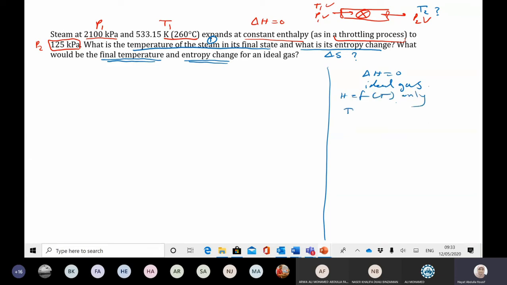And in this case, T1 is going to be equal to T2, as simple as this, which is 260 degrees C. And to find delta S for an ideal gas, it is simply Cp ln T2 over T1 minus R ln P2 over P1. Again, as simple as this. The temperature here is the same, so I will end up with only minus R ln P2 over P1. So all we have to do then is just substitute and get the entropy value.